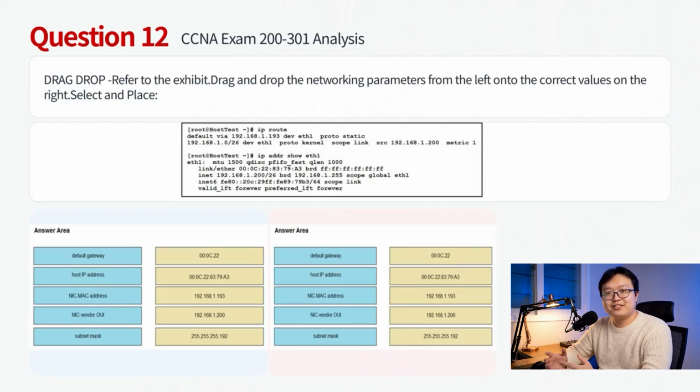The subnet mask is derived from /26, which converts to 255.255.255.192. Therefore, the answer to this question is shown in the figure above.